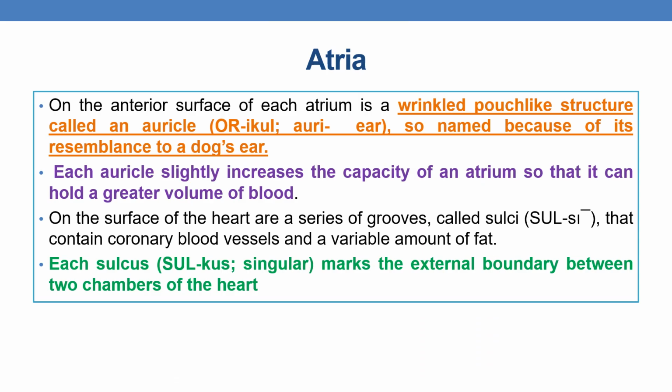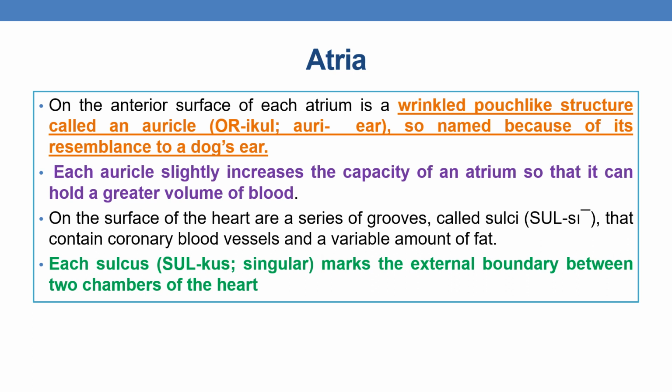First of all, coming to atria. On the anterior surface of each atrium is a wrinkled pouch-like structure called the auricle. So what is auricle? It is a wrinkled pouch-like structure on the anterior surface of each atrium. There are 2 auricles. It is so named because of the resemblance to a dog's ear. What is the function of auricle? Each auricle slightly increases the capacity of an atrium so that it can hold a greater volume of blood.